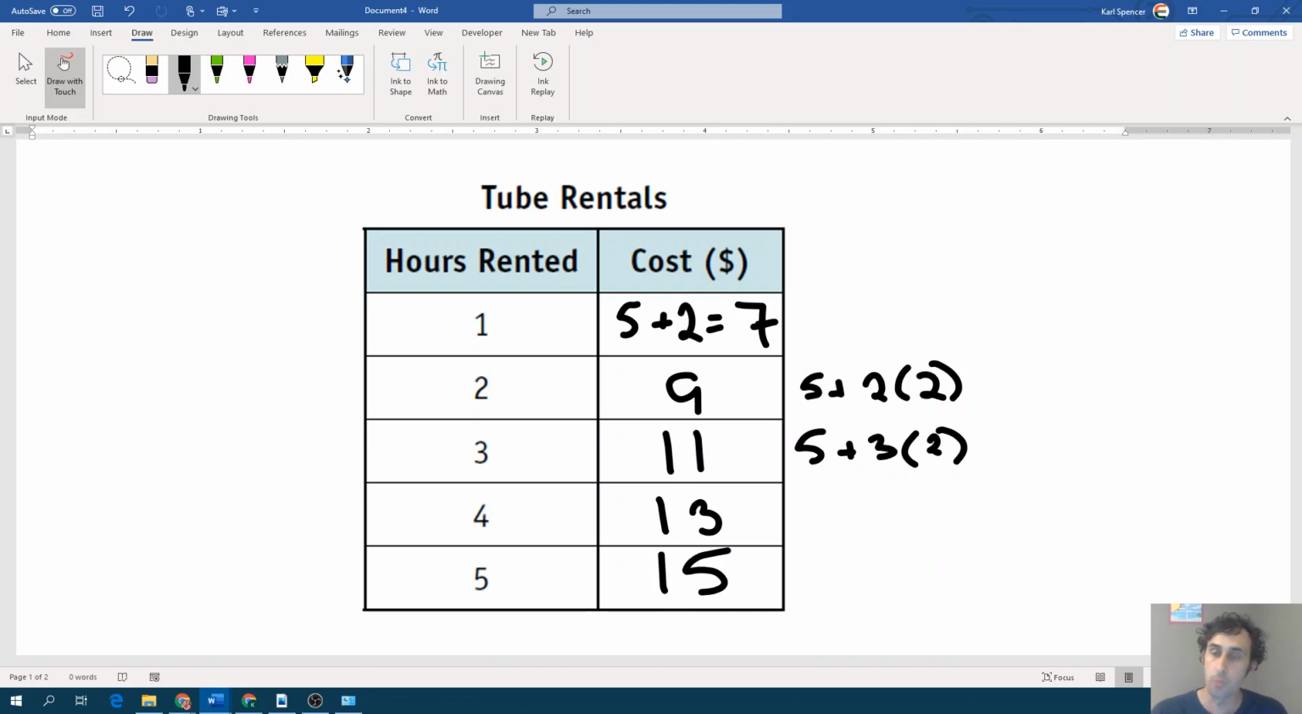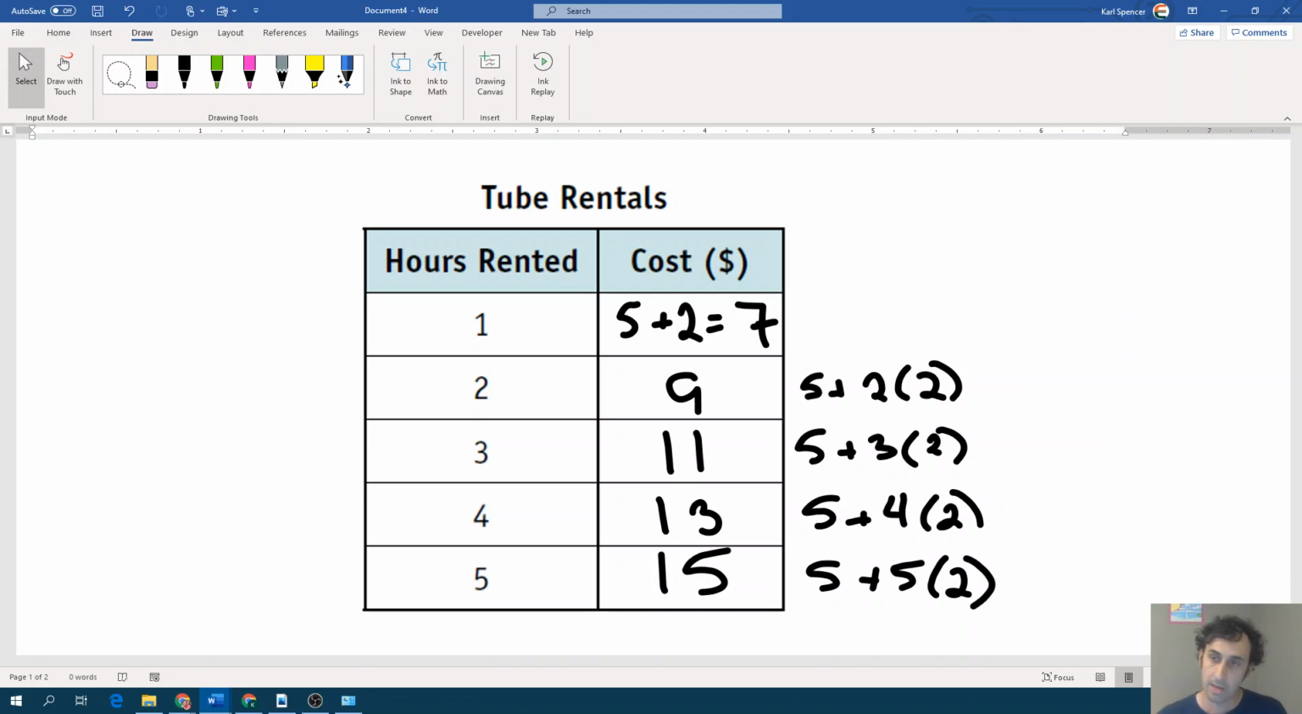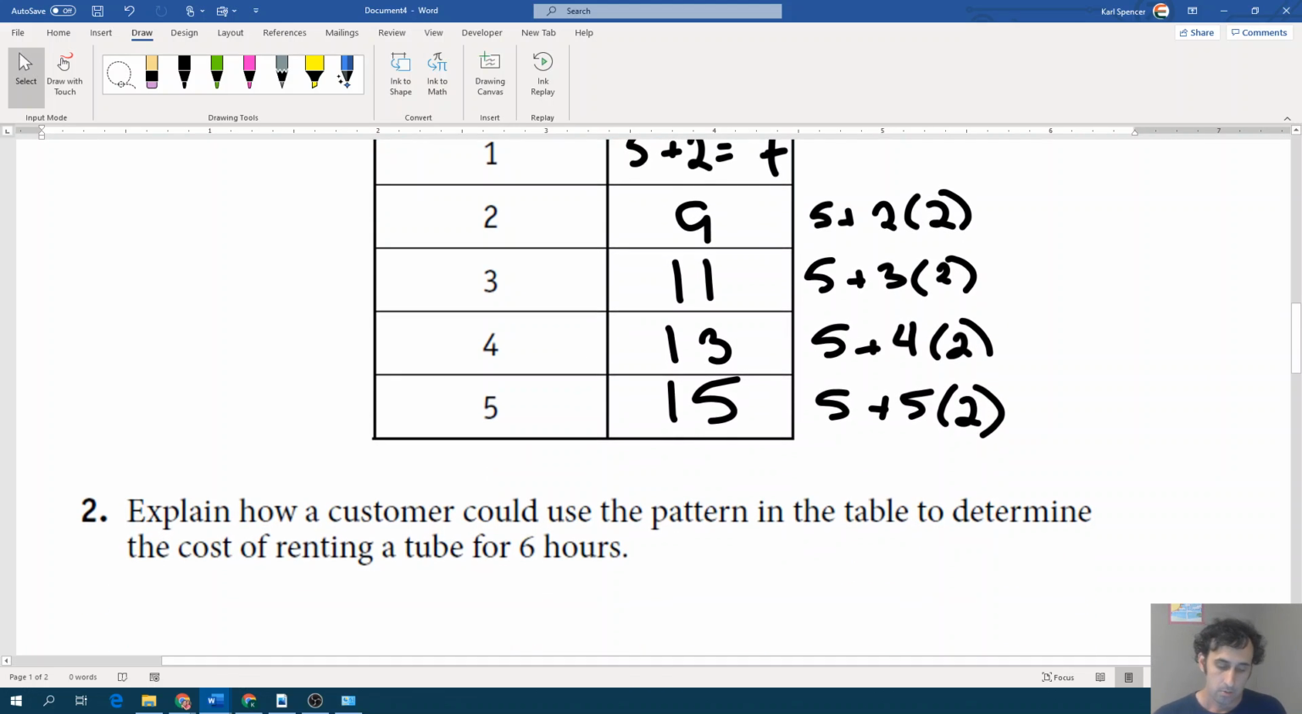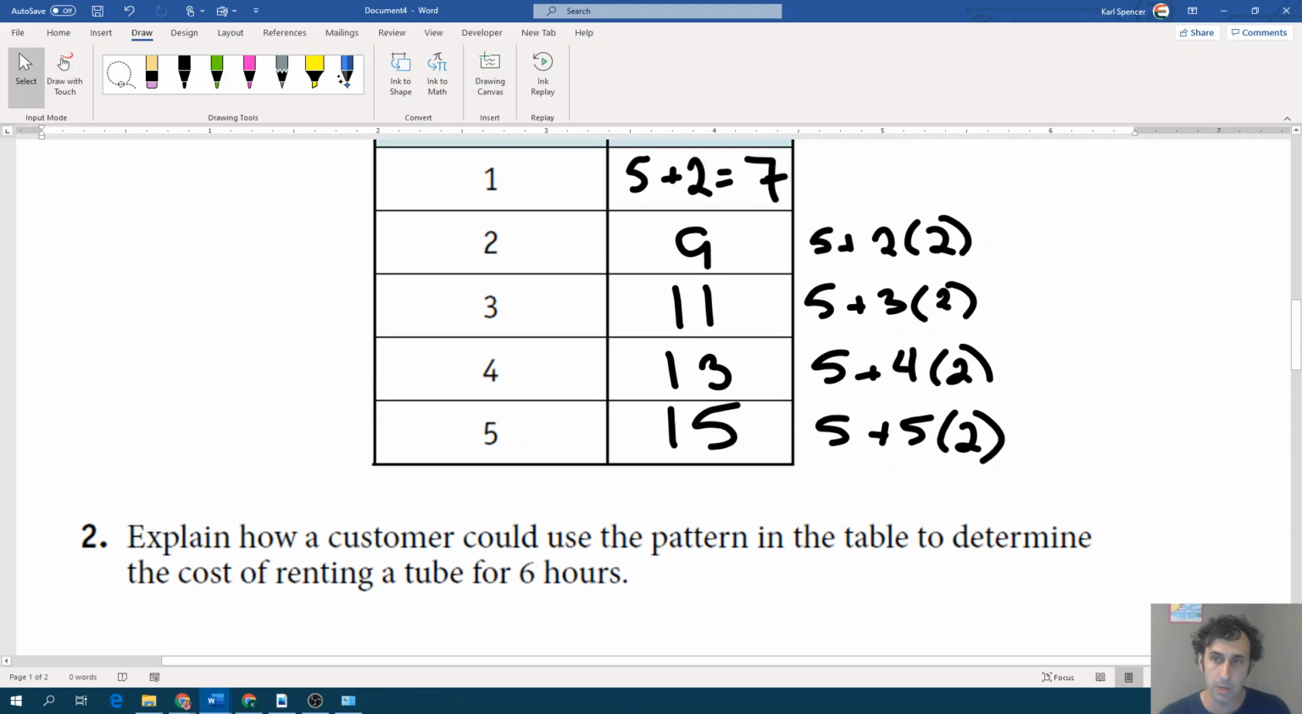For the total cost for 1, 2, 3, 4, and 5 hours, how much would it cost for each part? Each time it's that flat fee plus how many hours times its cost. So there we go, we have that table filled up for number 1, how much it would be. Number 2 here: explain how a customer could use this pattern. Hopefully we see a pattern happening here. Maybe you didn't need to do all these equations, but how can they use that pattern to determine how much it would have cost for that 6th hour?